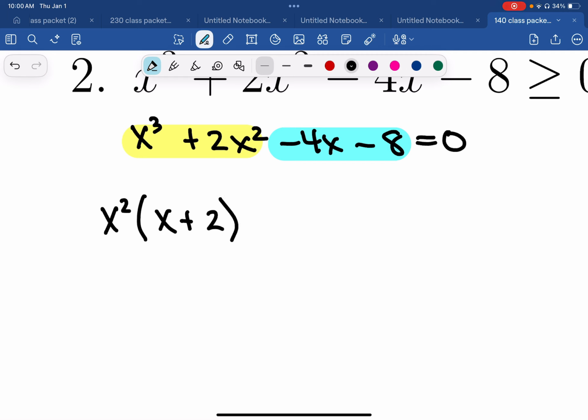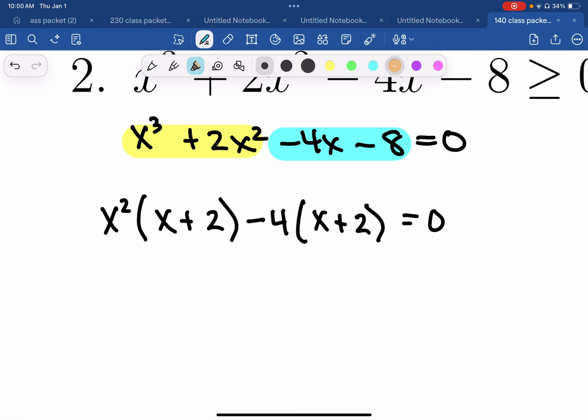If I look at the blue, I want to pull out a 4, but if I pull out a 4, it's going to leave me with negative x minus 2, and that won't match what's in my first set of parentheses. So we're going to pull out a negative 4, and that will leave me with x plus 2, and that does match because that's what I'm looking for in factor by grouping.